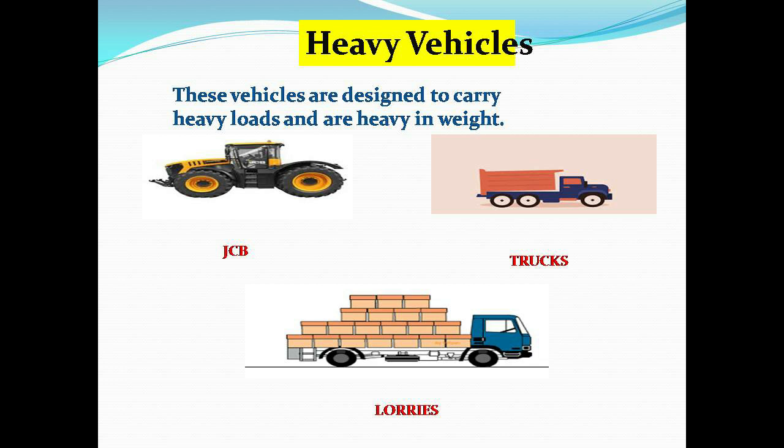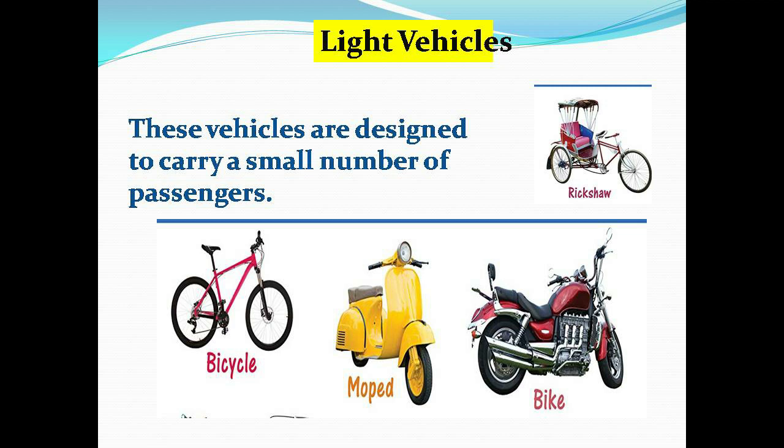Children, in this slide you can see the pictures of heavy vehicles like JCB, trucks, and lorries. Heavy vehicles are heavy in weight and they are designed to carry heavy loads. Like, a JCB is used to lift heavy goods, and trucks and lorries carry heavy goods. In this slide, you can see the pictures of a few light vehicles like rickshaw, bicycle, moped and bike. These vehicles are lighter than heavy vehicles and are designed to carry a small number of passengers.